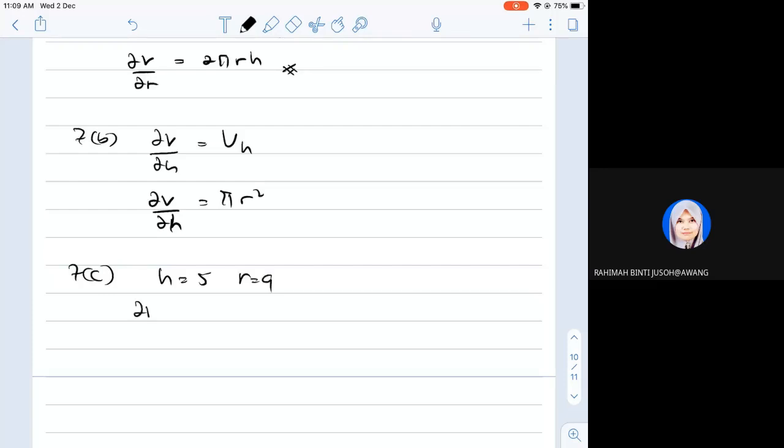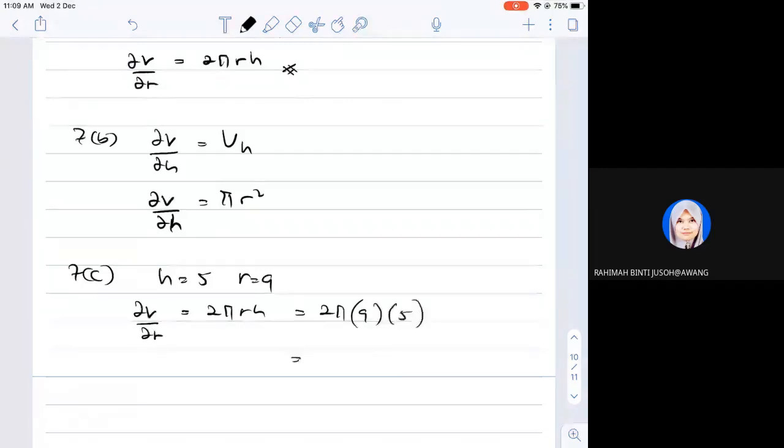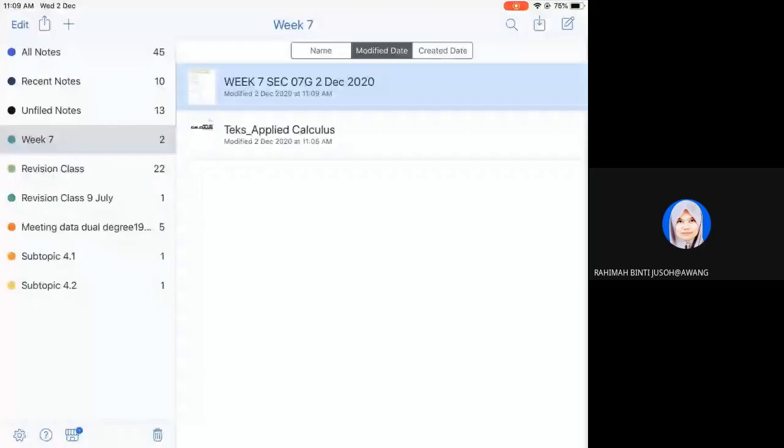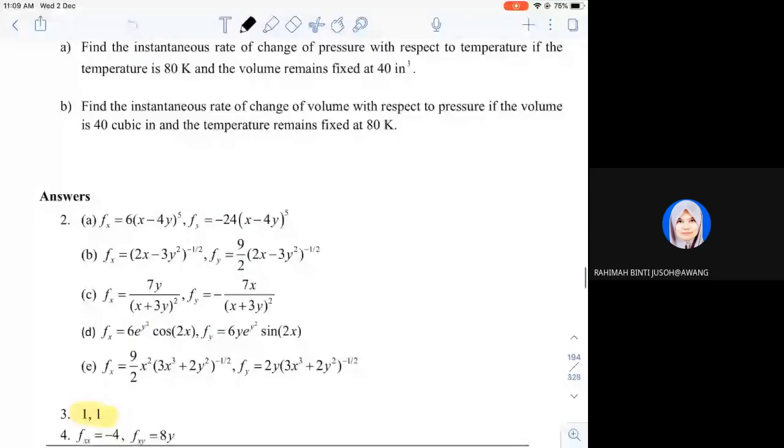So del V over del R equals to 2 pi RH. So 2 pi R is 9, H is 5. So 45 kali 2, 90 pi. Betul tak? Mana jawapan? Betul. 90 pi. Okay, betul. Right. Next question.